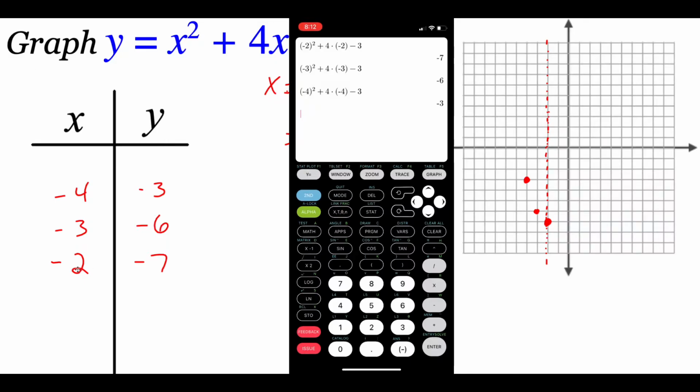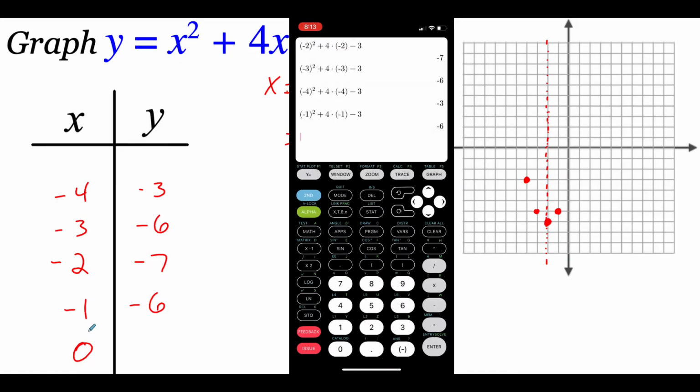So if I go to the right one space from -2, that would be -1. And then if I go to the right one more space, that would be 0. So those are my last two x values that I'm going to plug in. So starting with the -1, we do -1 squared plus 4 times -1, and then subtract 3 from all of that, and I get -6 as my answer. So (-1, -6), I'm going to plot that point out.